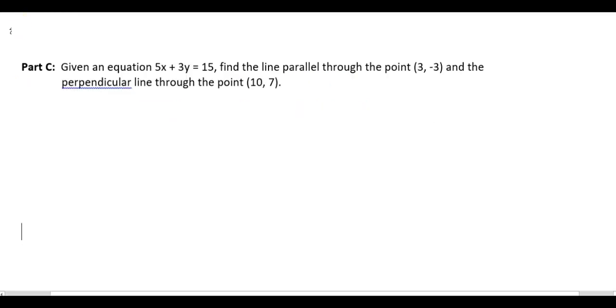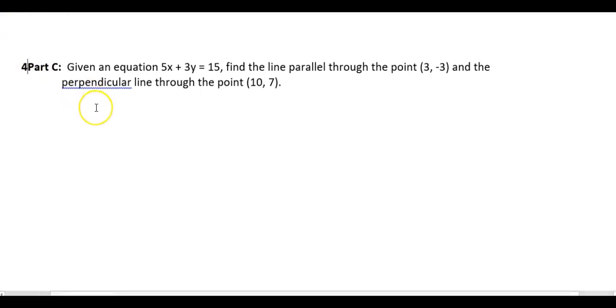So for number 4, part C, we're given an equation, 5x plus 3y is equal to 15, and it says find the line that's parallel through the point 3, negative 3, and the perpendicular line through the point 10, 7. So here, the first thing I want to do is put this in the format y equals mx plus b. So that's the first thing we're going to do.